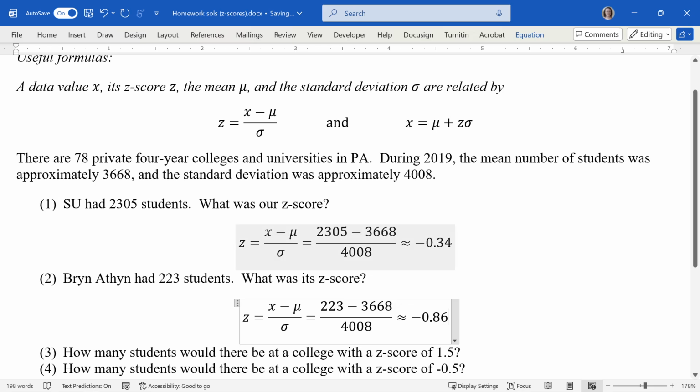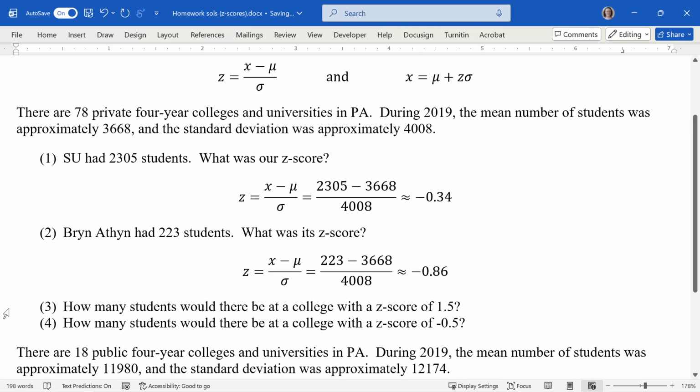What these mean is SU's number of students is about 1/3 of a standard deviation below the mean. So we are indeed below the mean. You can see that yourselves. That's less than the mean of 3668. And Bryn Athyn is obviously even further below the mean. 223 is very small, but it's not even quite a standard deviation below the mean. That is mostly because the main reason why the standard deviation is so big is that there are a few colleges and universities that have a really large number of students that are much greater than 3668, like Villanova, for example, and Lehigh.